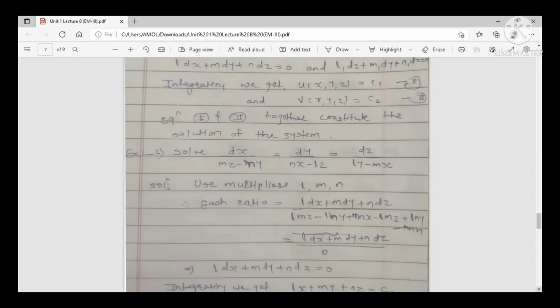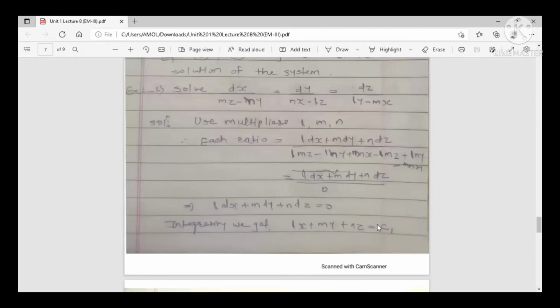If we do the addition, we are getting 0 here. So the denominator is 0, so the numerator term is also 0, and so L dx plus M dy plus N dz is equal to 0. Now variables are separated because L, M, N are constant terms. So integrating we get L constant, integration of dx is x, plus M constant, integration of dy is y, plus N constant, integration of dz is z. So the solution is Lx plus My plus Nz is equal to C1, constant of integration.